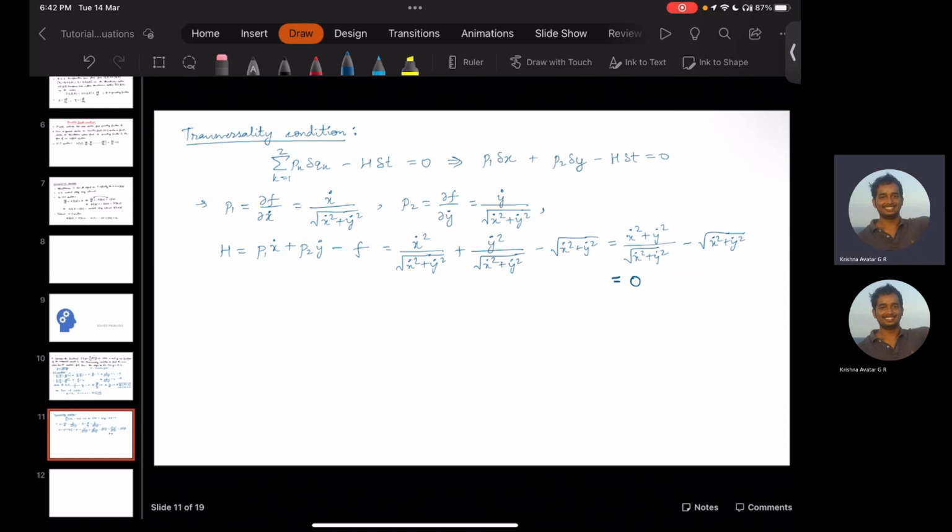Okay. So now our transversality condition is p1 delta x plus p2 delta y is equal to 0. And this implies that p1, which is x dot divided by root over x dot squared plus y dot squared.